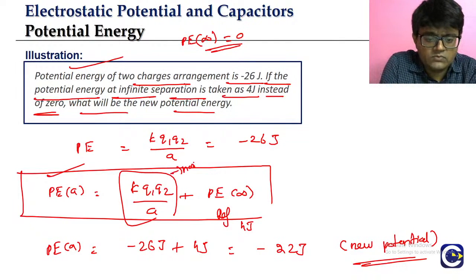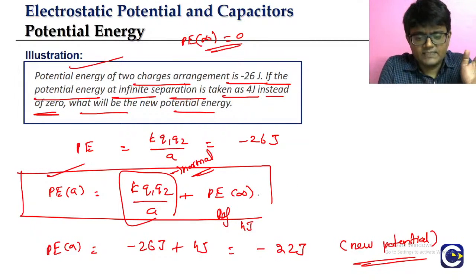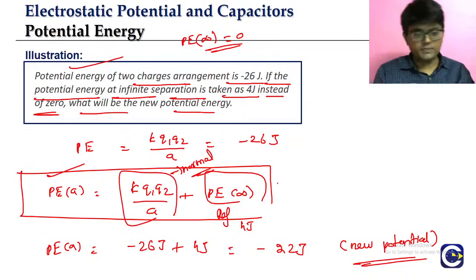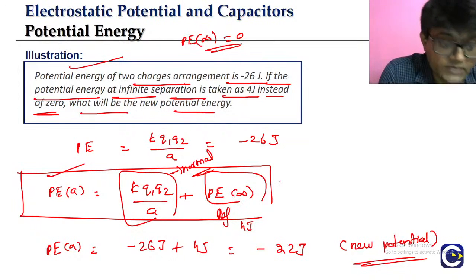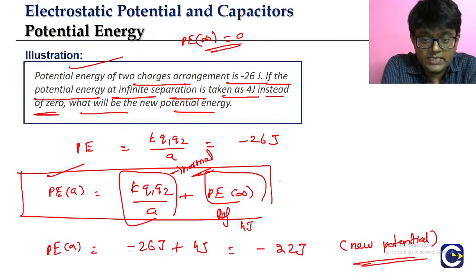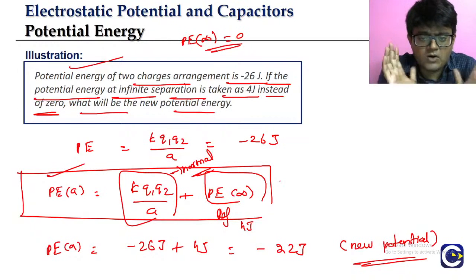இதுதான் நம்ம நார்மலா எடுக்கிறோம். K Q1 Q2 by A plus reference. Reference is taken as normally 0. But if they say reference is changed, எவ்வளவு அந்த சேஞ்ச் பண்ணிருக்காங்க அந்த வேல்யூ மட்டும் நம்ம அப்படியே ஆட் பண்ணணும், அவ்வளவுதான். So பாருங்க, what is the new potential energy of the two charges? It will be what? Original என்ன இருக்கு minus 26 plus அப்படியே அந்த P infinity ஓட வேல்யூ நம்ம ஆட் பண்ணணும், அவ்வளவுதான்.